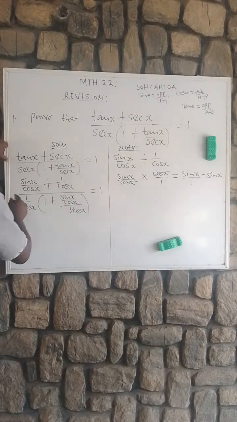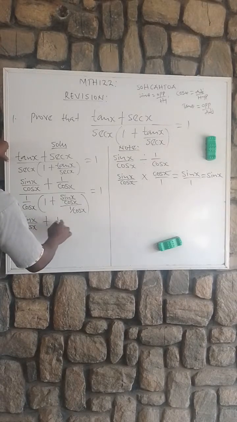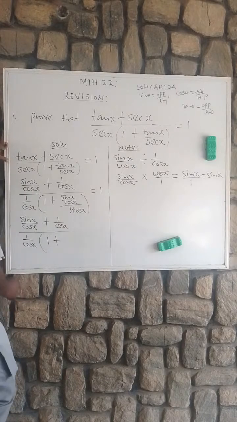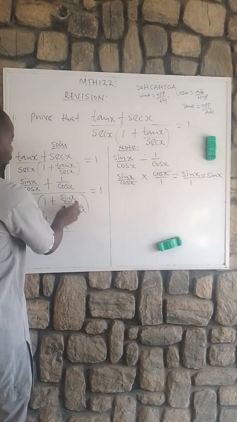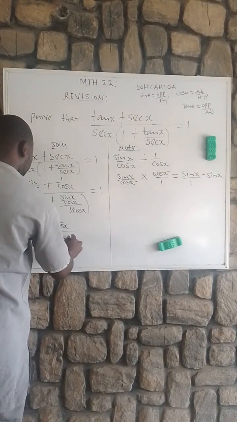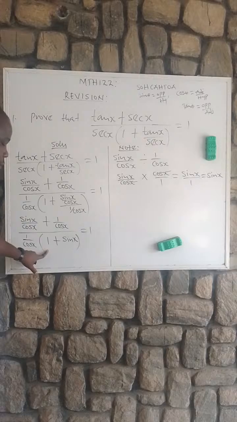So here we are going to write sine x all over cos x plus 1 all over cos x, all over 1 all over cos x. Then open bracket 1 plus, as you can see, since the whole of here is equal to sine x, 1 plus sine x, which is equal to 1. Close the bracket. Hope you are following.